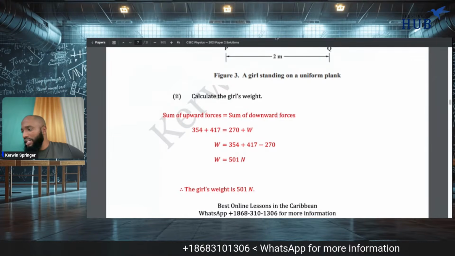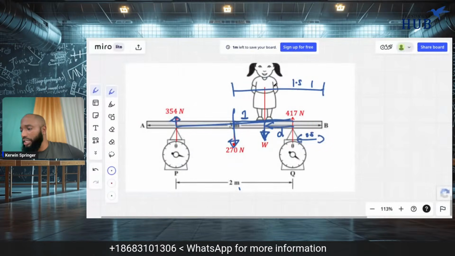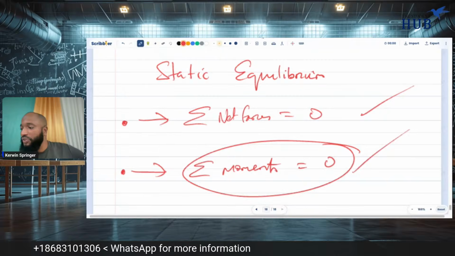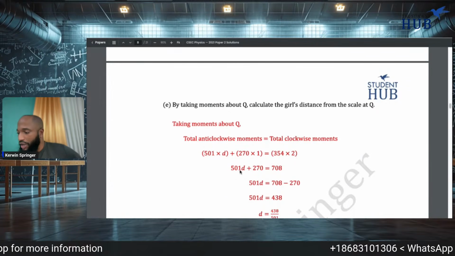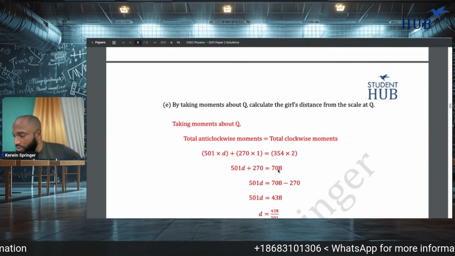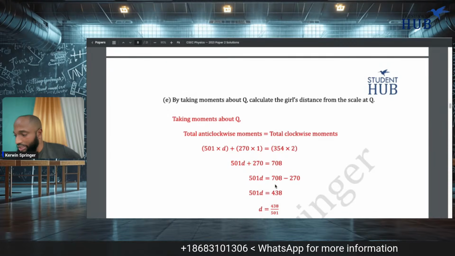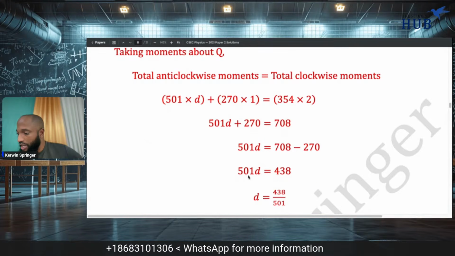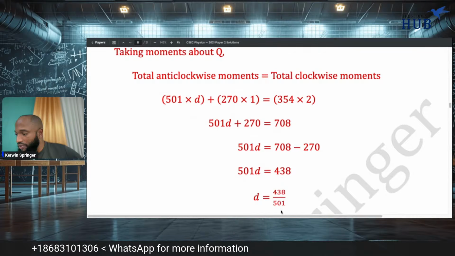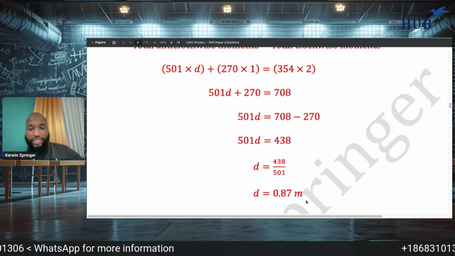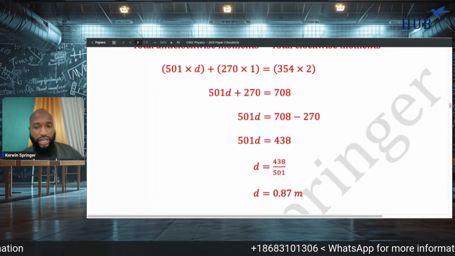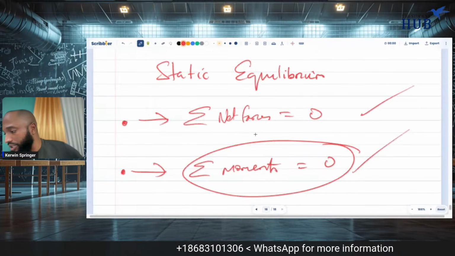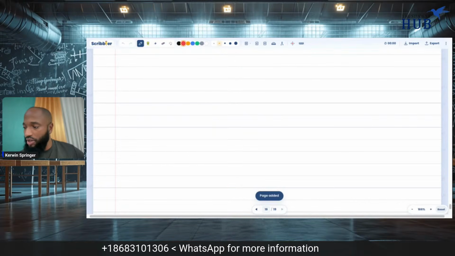So I find a little suspicious in the moments question. So let me just give you all a random one now. First, let's see the answer first. So you put all of this, 501D plus 270 is equal to 708. Bring across the 270, subtract. And you get D is 438 divided by 501, and you get the 0.87 meters. So let's slow it down and let's do another question.